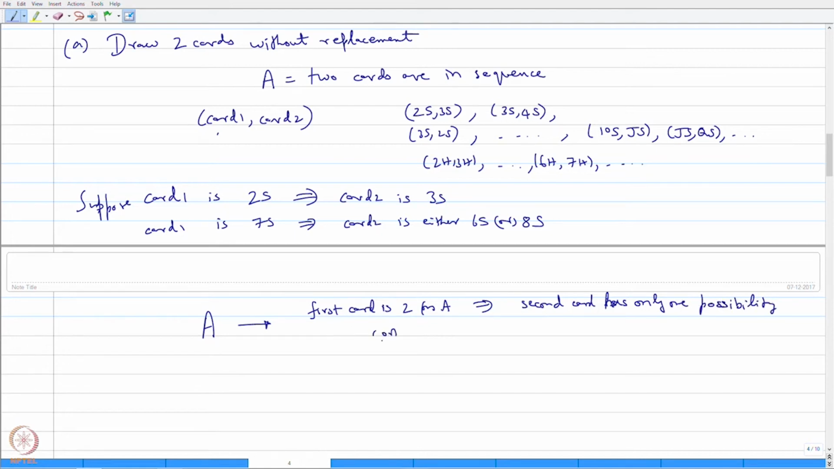Or the first card is not 2 or ace, it is neither 2 nor ace, which will imply the second card has 2 possibilities.